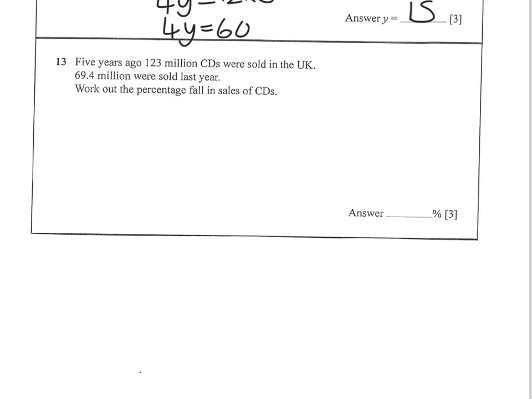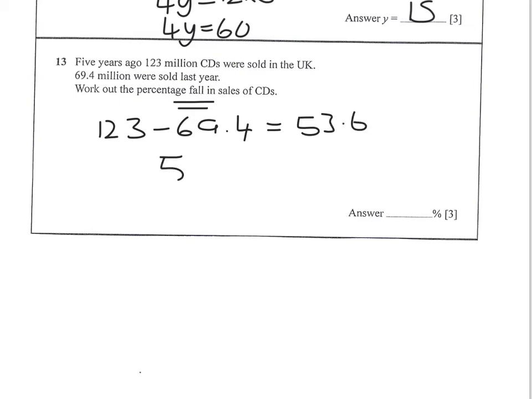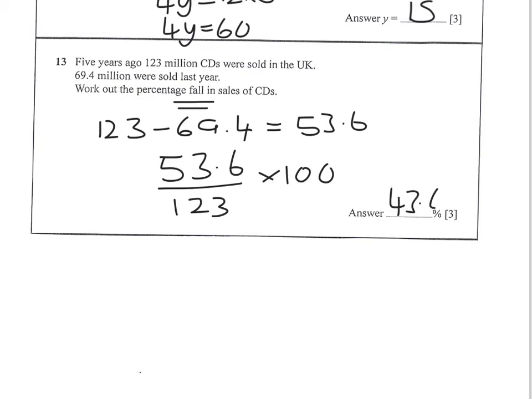We're asked in question 13 to work out a fall. So we've gone from 123 to 69.4. So the first thing we've got to work out is what we have decreased by. And that is 53.6. And we want to work out the percentage. So it's 53.6 divided by 123 multiplied by 100. Fraction multiplied by 100 gives us a percentage, and the answer here is 43.6%.